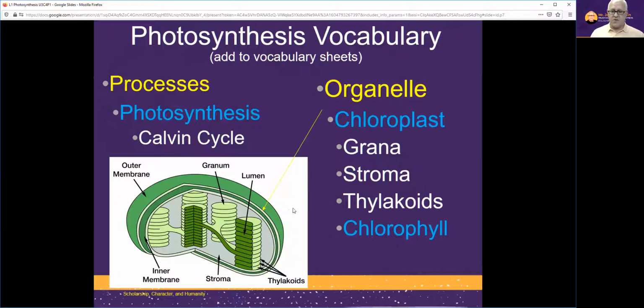So add these vocabulary words to your list: photosynthesis, Calvin cycle, chloroplast, grana, stroma, thylakoids, and chlorophyll. Leave this up here for a moment so you can get those in your notes.